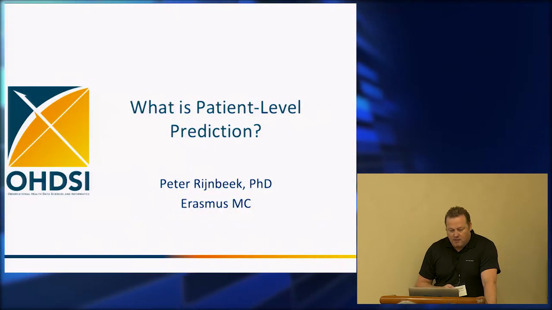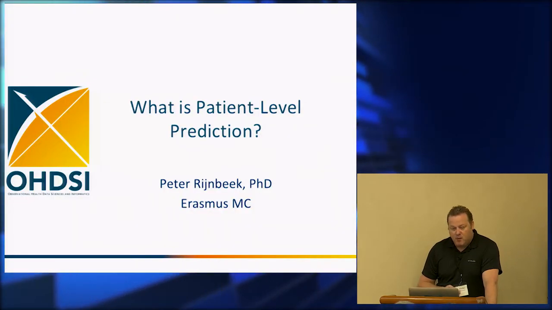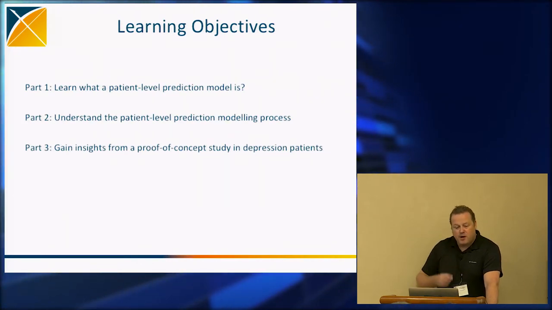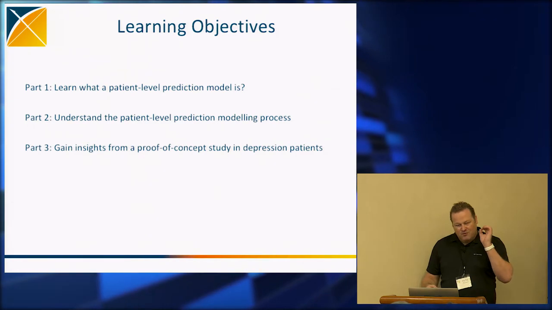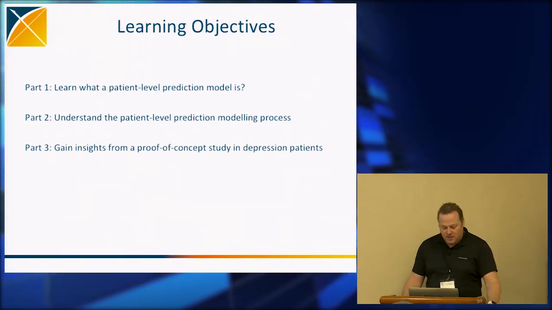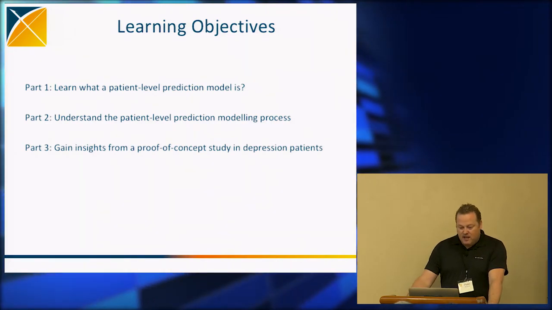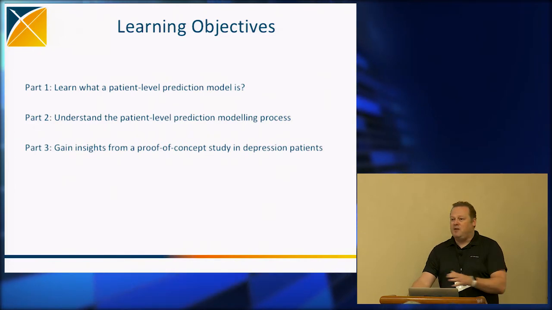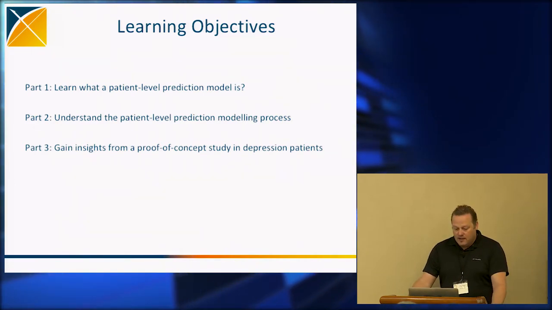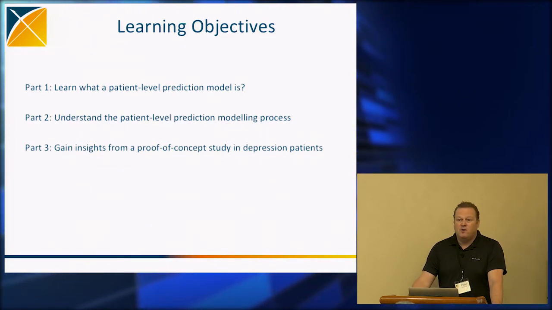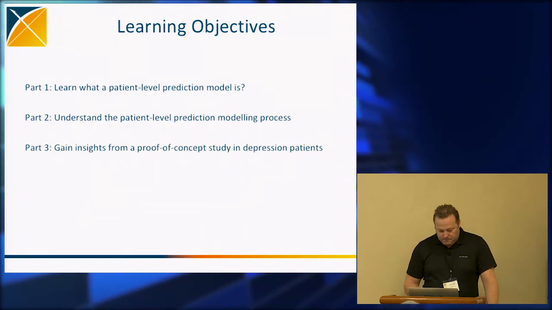My first real presentation is about what is patient-level prediction. It's divided in three parts. The first part is really the core questions, the differences between causal inference and prediction. Then we'll understand how we create patient-level prediction models, what's the process that we have implemented, and what are the best practices. And then I'll show you an example, a proof of concept study, where we applied these methods on a real problem.